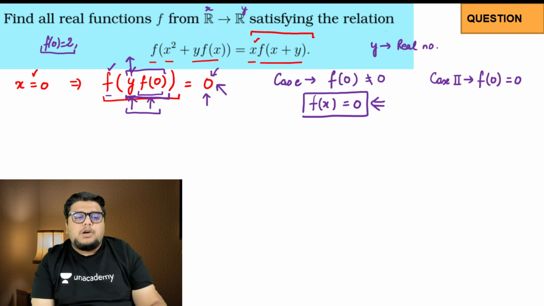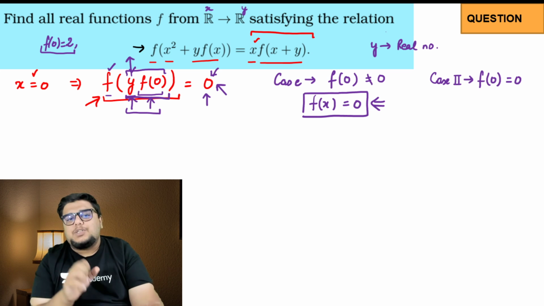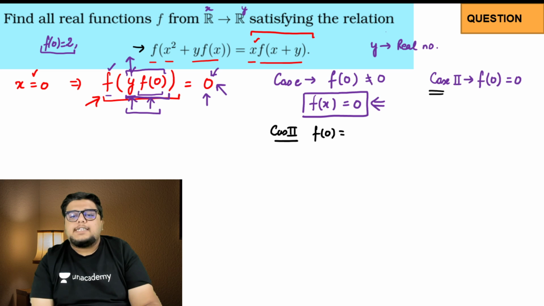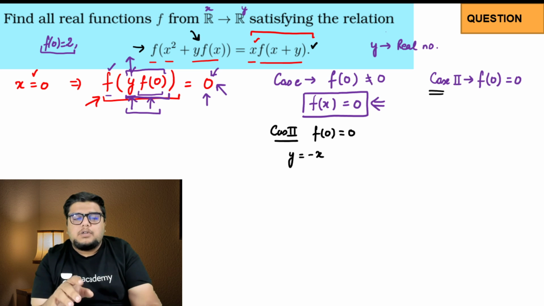When I'm going to use case number 2, this equation that we found out will not work. So we will have to go back to our original equation and change something in that. So our original equation was this. Let's change something in this only. For case number 2, where f of 0 is basically 0, in this equation, I will put y as minus x.